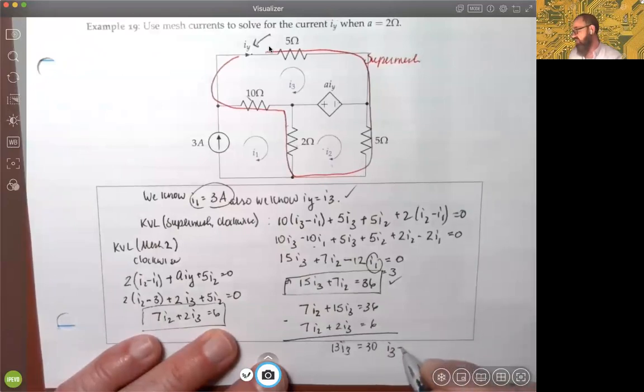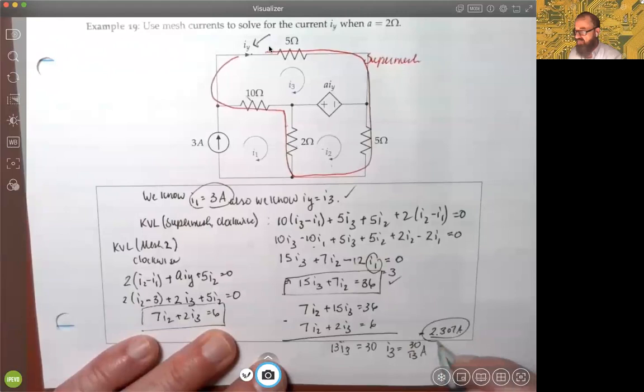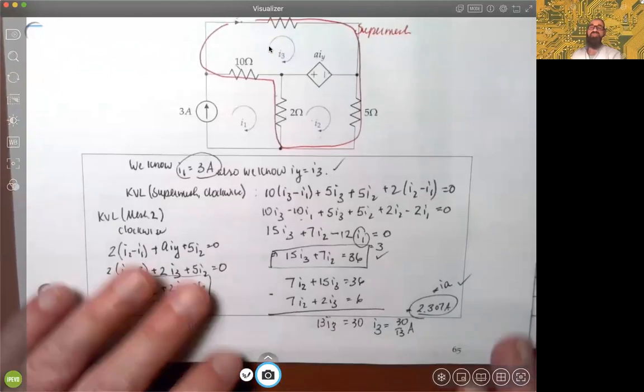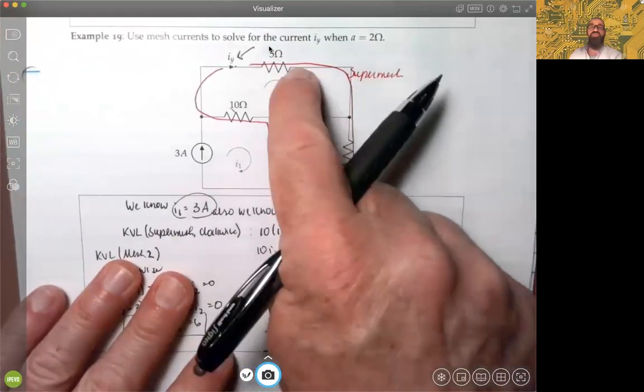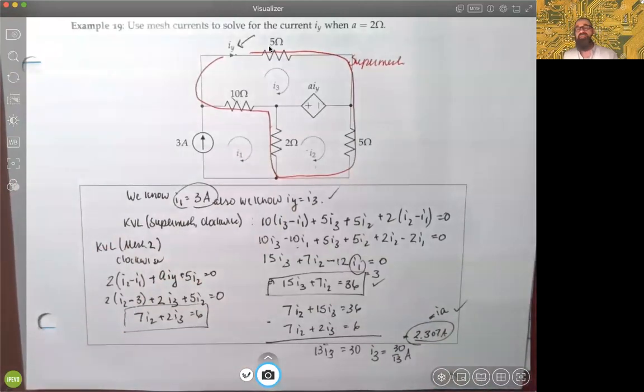So I3 must therefore be 30 over 13 amps. Taking your calculator out, it's about 2.307 amps. And by definition, that's equal to IA as well. So the current flowing through the 5 ohm resistance up there is really 2.307 amps.